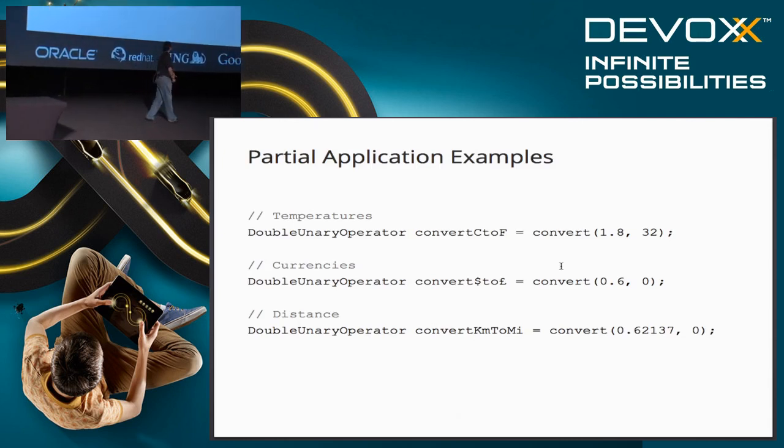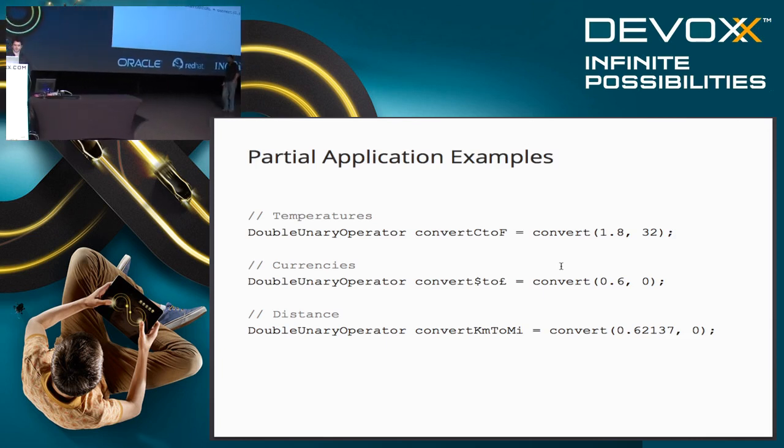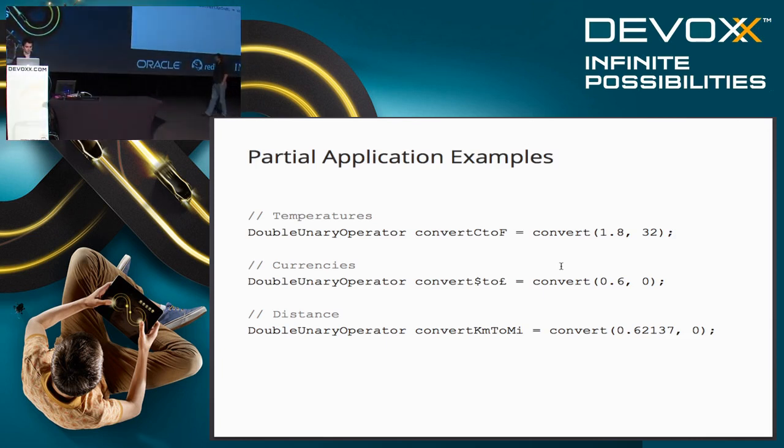So to give an example here of how that would look in code, we've got our temperature conversion, our highly questionable dollars to pounds conversion, and also kilometers to miles. So if you're wondering about the special symbol, the identifier, here from dollars to pounds, this is allowed since Java 7.